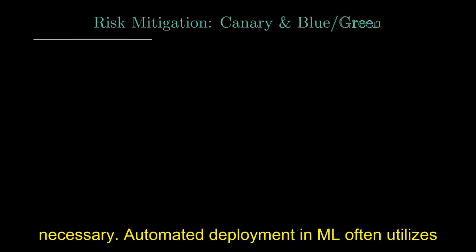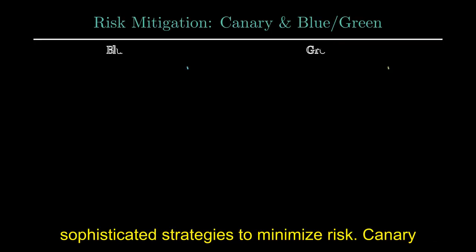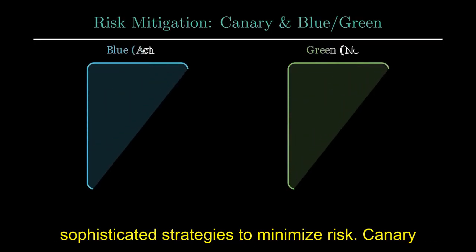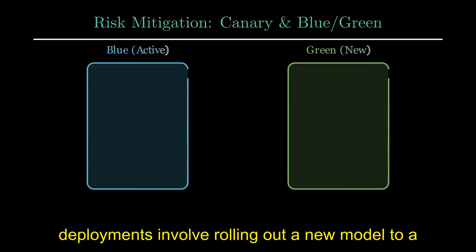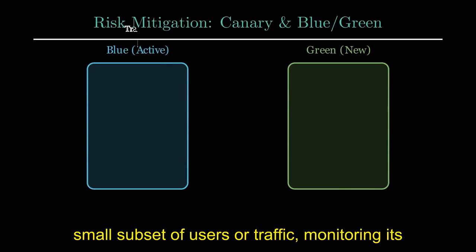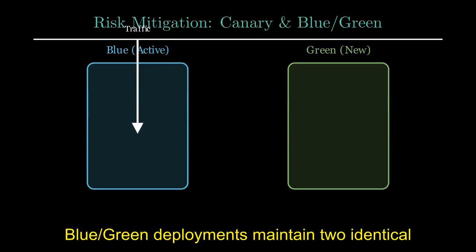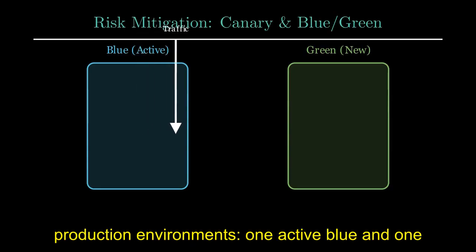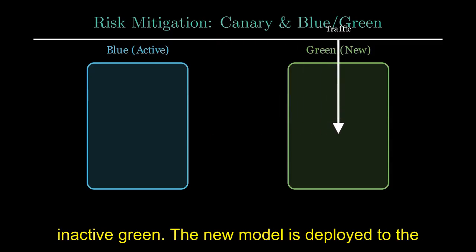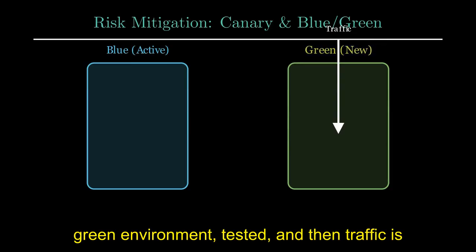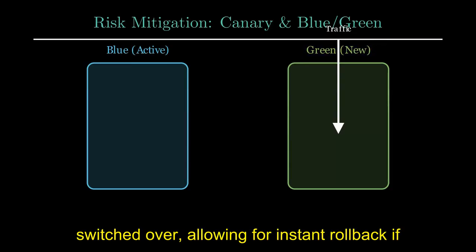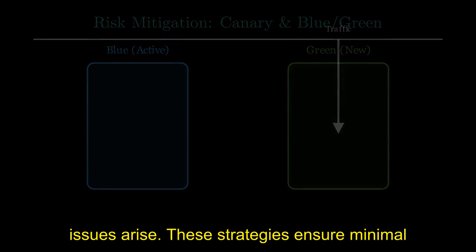Automated deployment in ML often utilizes sophisticated strategies to minimize risk. Canary deployments involve rolling out a new model to a small subset of users or traffic, monitoring its performance intently before a wider release. Blue/green deployments maintain two identical production environments, one active blue and one inactive green. The new model is deployed to the green environment, tested, and then traffic is switched over, allowing for instant rollback if issues arise. These strategies ensure minimal disruption and rapid recovery.